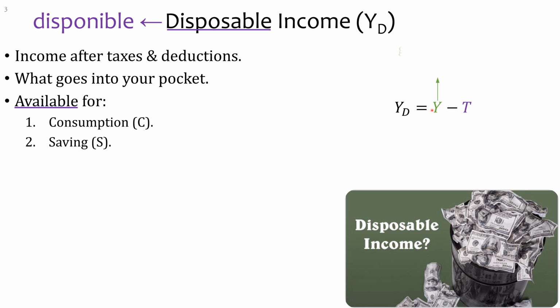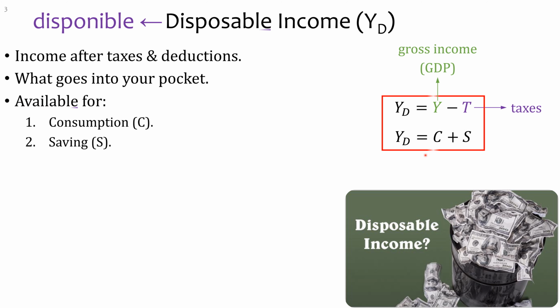Disposable income is your gross income, which is the same as the GDP. Remember, G is for gross, right? Everything. So disposable income is the opposite of the accrued income because you are taking out the taxes and deductions. And what do you do with that? You can either consume it or save it.